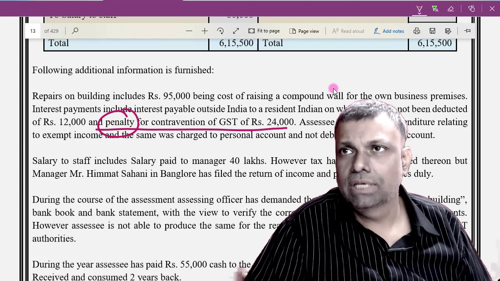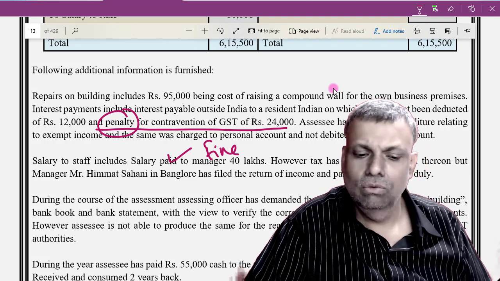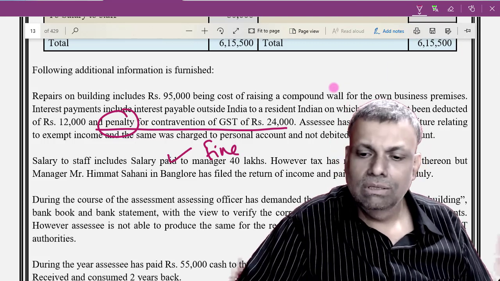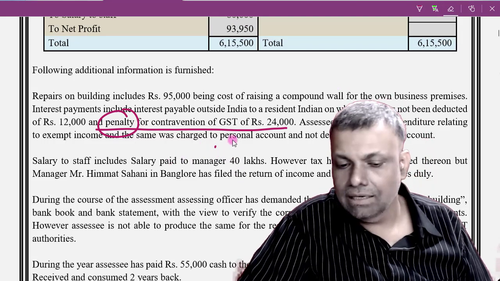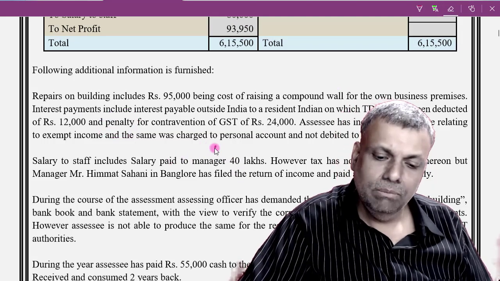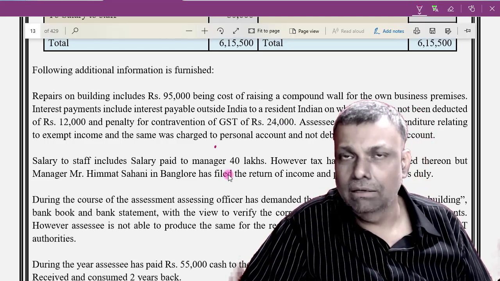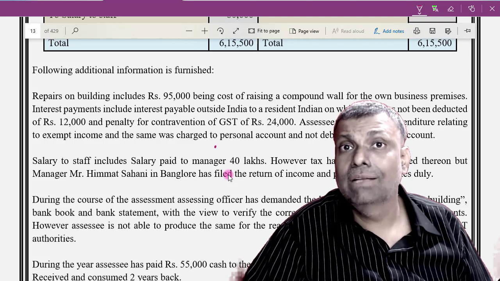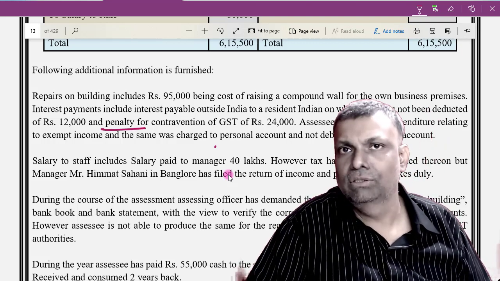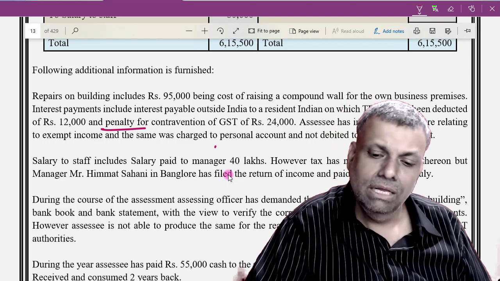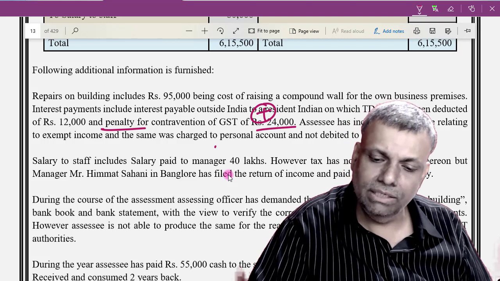Now some textbooks and some people say that if it is a fine we will allow, and if it is a penalty we will not allow. There is no hard and fast rule that fines are allowed and penalty is not allowed. Not like that. Basically you have to see, not by the nomenclature, fine or penalty, whether there is a contravention of the law. But normally whenever the word penalty comes, there is a contravention. It's a general understanding of the law, and therefore plus 24,000 you have to add to the income.